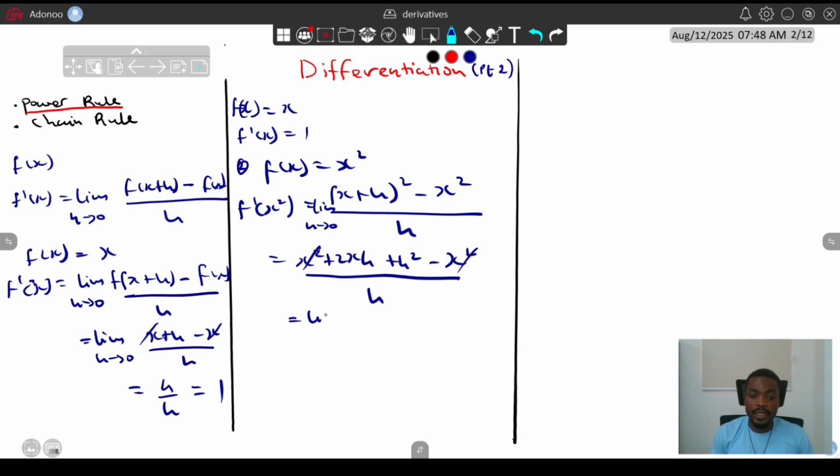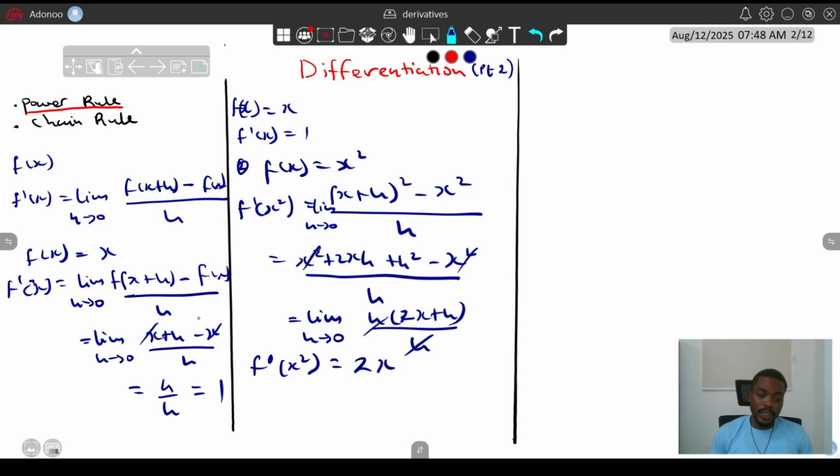And then we have the limit as h approaches 0 of h times the bracket 2x plus h, all over h. And then this cancels this. Because h is approaching 0, we have f prime of x to be equal to 2x.